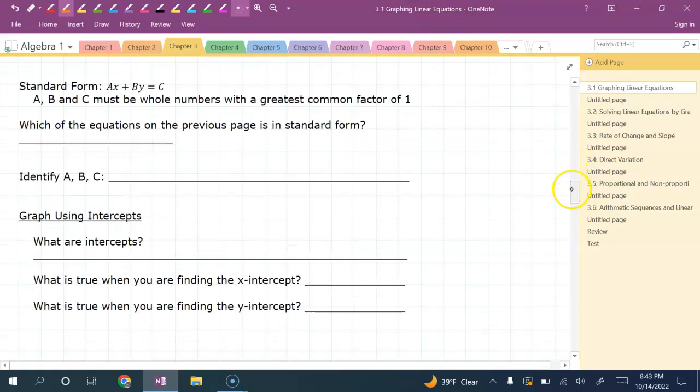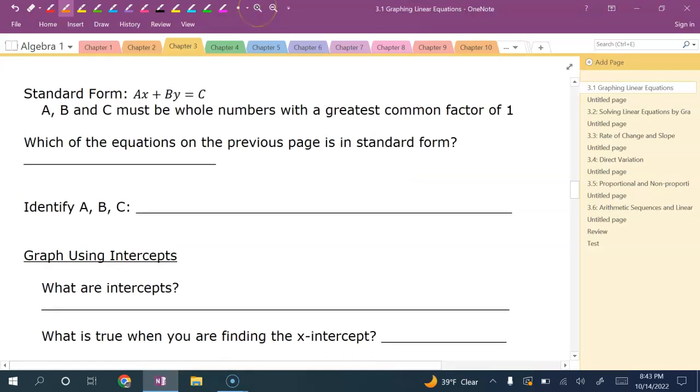Before we do some more practice with graphing, I want to go over that standard form that I mentioned at the start of the section. Standard form, remember, is ax plus by equals c. A, b, and c have to be whole numbers with a greatest common factor of 1, meaning that if the numbers a, b, and c were like 10, 12, and 16, those all could be reduced by a 2, so you would want to do that before you did anything with that equation.